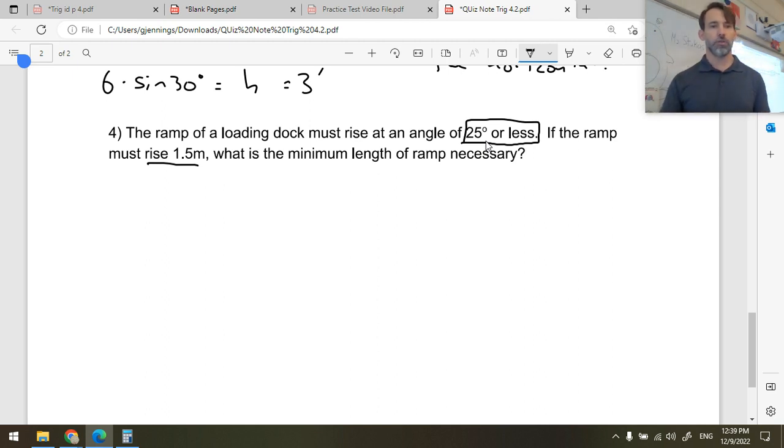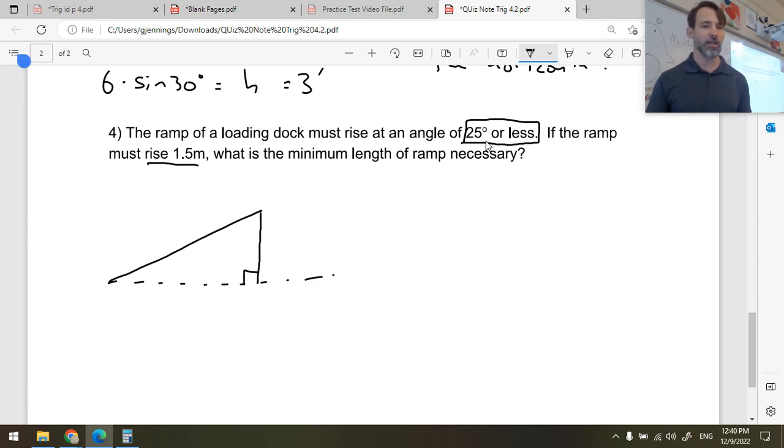So here we go. Draw a picture. First, I will draw a ramp. And then I will draw a horizontal line representing the ground. Then I represent the height that I need to go up, and remember that the ground and height is at a right angle. This rise must be 1.5 meters, and this angle must be no more than 25 degrees. We will minimize the length of ramp by using the maximum angle.